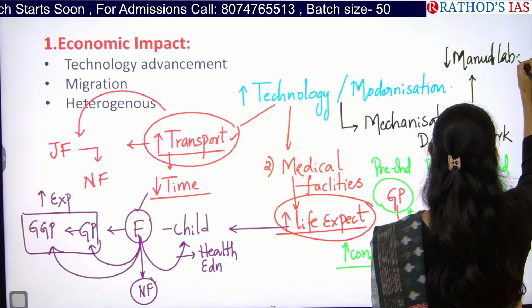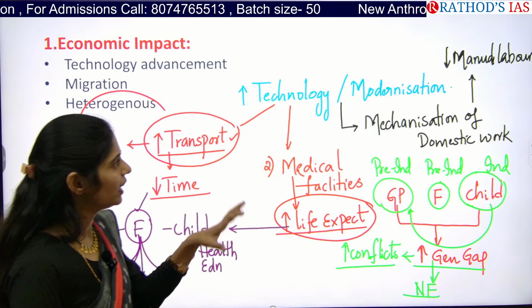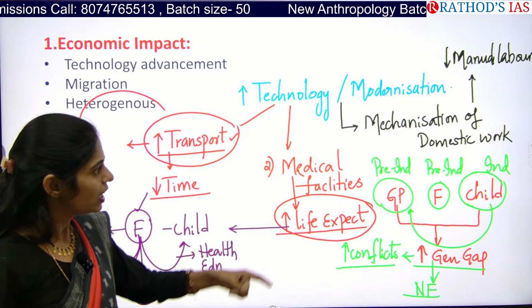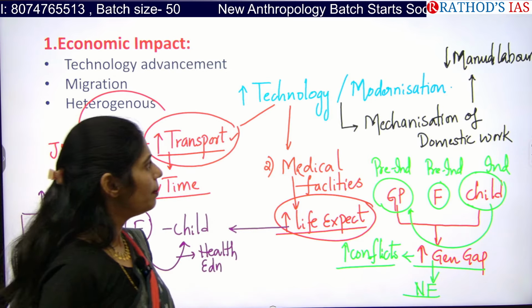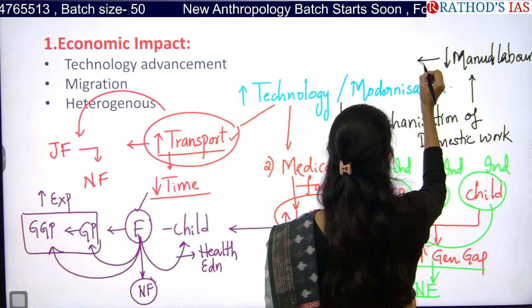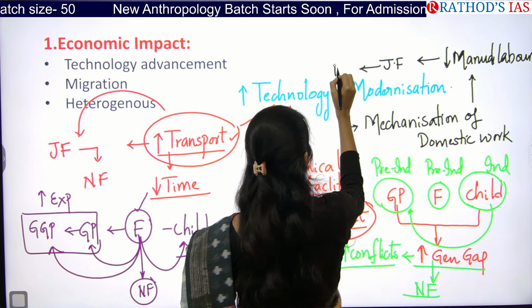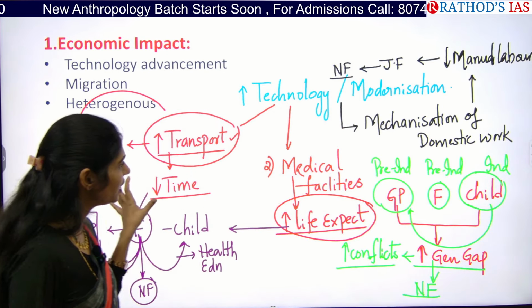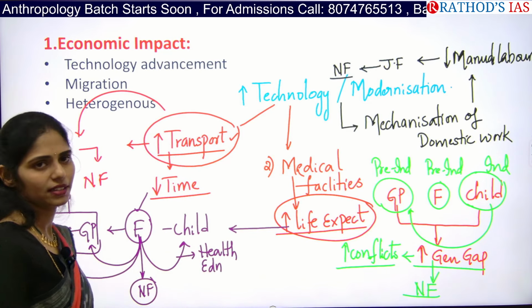Earlier, in pre-industrial eras, we needed a huge number of people in the family for sharing of work. Now because of mechanization, do we need the same number? No. Because of this, there is now no need for joint families. So joint families are converted into nuclear families. Clear? So I want to take these three examples from this economic impact.